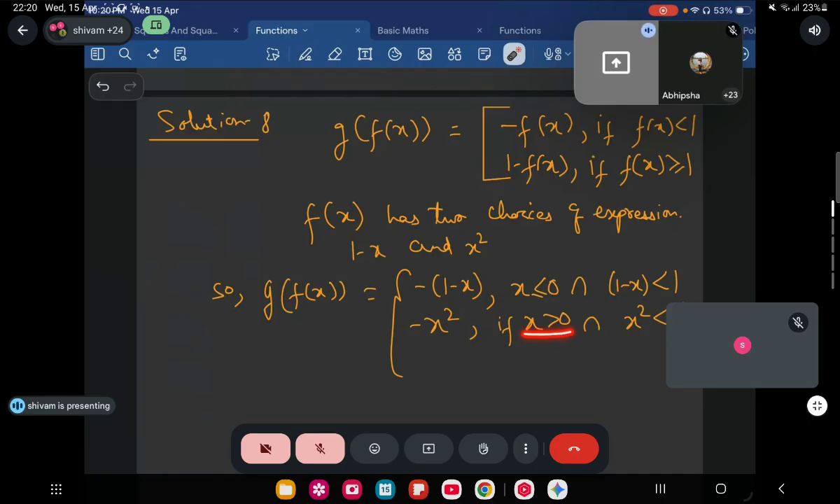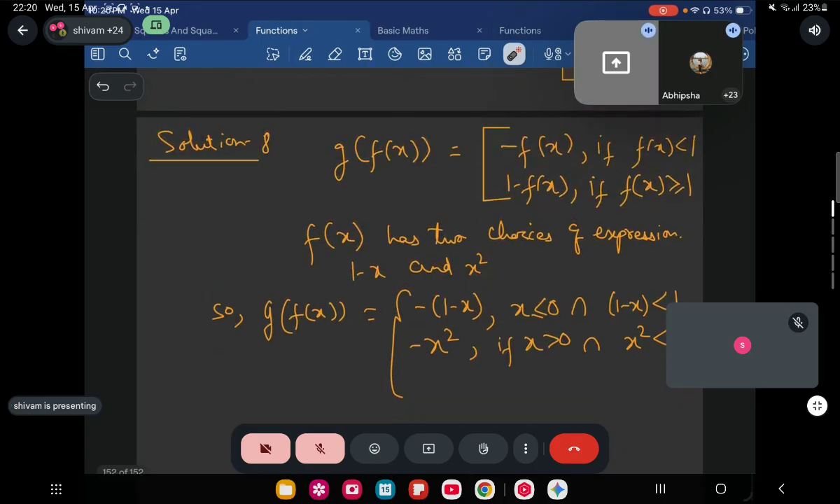One is x has to be greater than 0, since I've used x square over here. And another one, f of x should be less than 1, right, sir? Now I understood. f of x is x square. x square should be less than 1. Next.